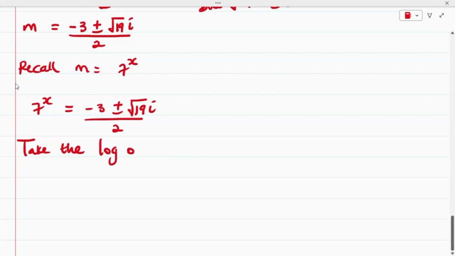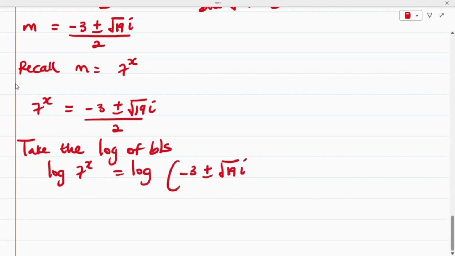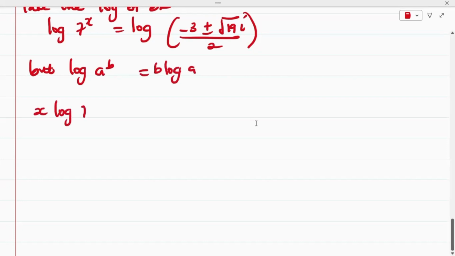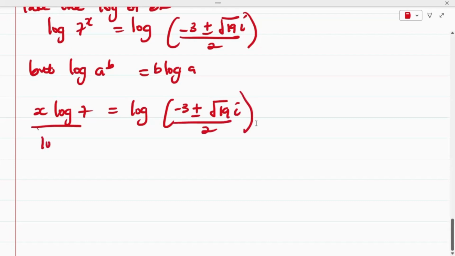So taking the logarithm of both sides, we have log 7^x is equal to log((-3 ± √(19i))/2). We simply apply the logarithmic property that says if we have log a raised to the power of b, this is equal to b log a. So we have x log 7 is equal to log((-3 ± √(19i))/2). At this point we want to divide both sides by log 7 to isolate x.